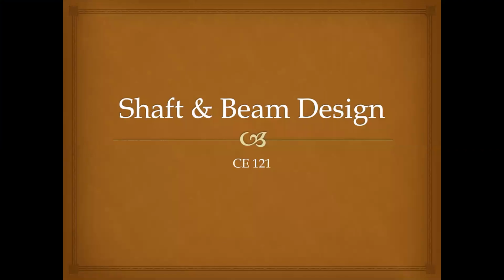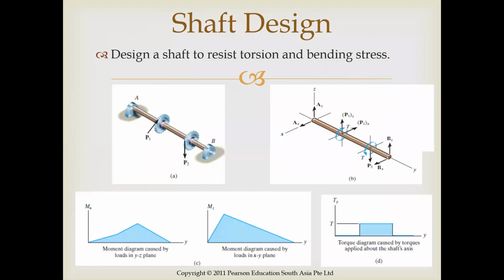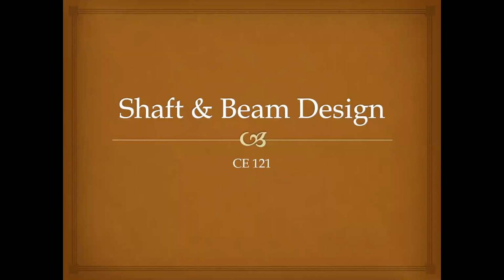So today we're going to talk about the design of shafts and beams. The difference between shafts and beams being that a shaft is an object that is primarily intended to resist torsion, although it may also experience bending, whereas a beam is an object that's primarily designed to resist bending.